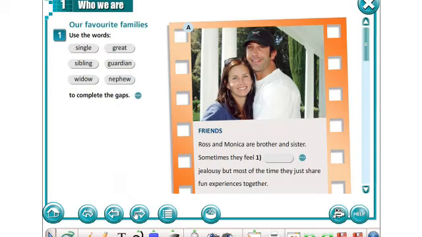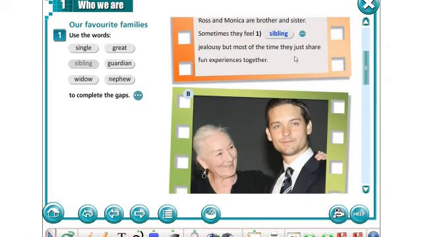Okay, now let us try to complete the gaps. Ross and Monica are brother and sister. Sometimes they feel sibling jealousy, but most of the time they share fun experiences together. And notice that experiences here is a plural noun because it means things that happened to us in life.